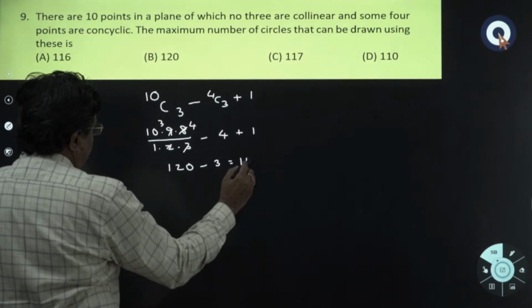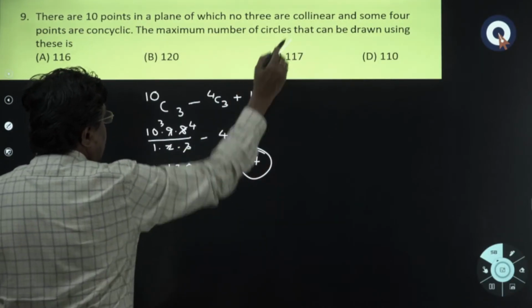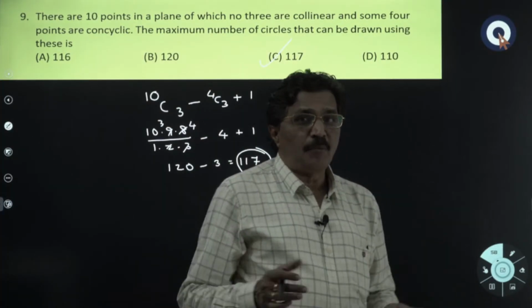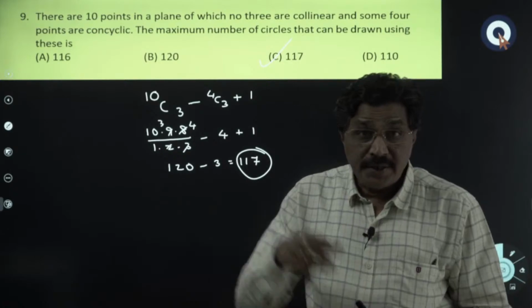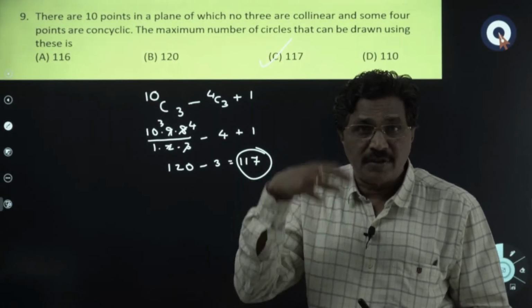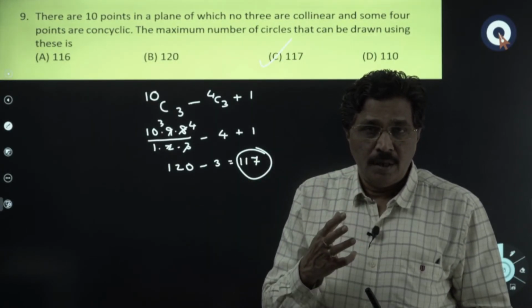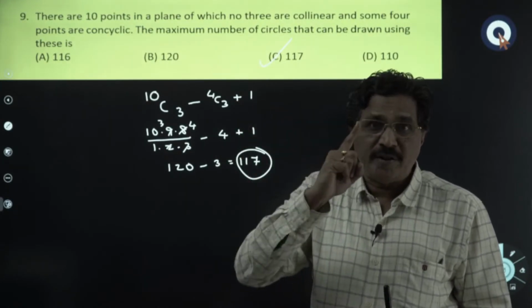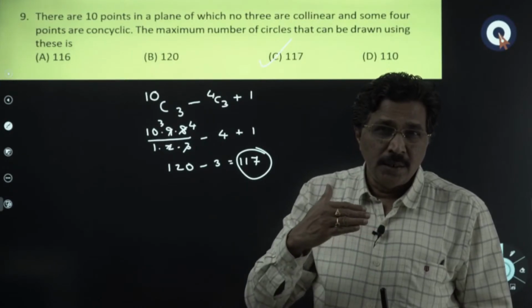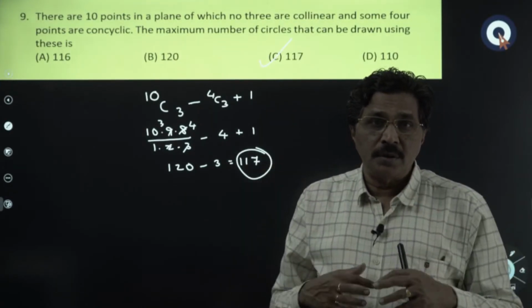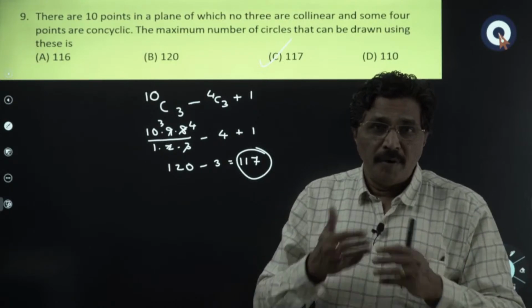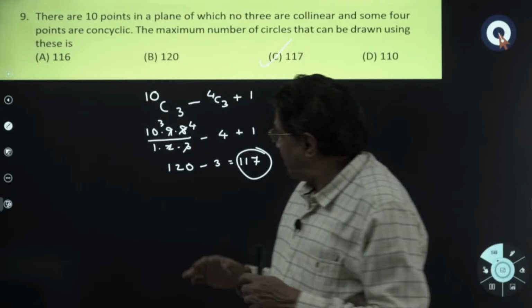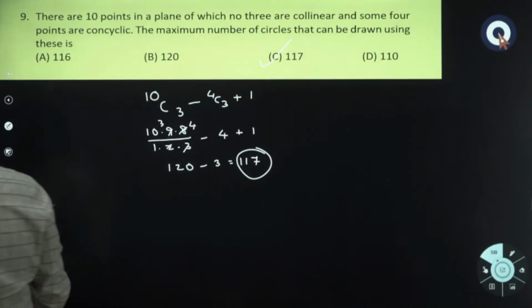Which is 117. So your answer is, I repeat once again, there are 10 points and simply select any 3 points. So that can be done in 10C3 ways. 10C3 contains some selections of 4C3 selections. That means as if there are 4 circles, but they are not 4 circles, that is only one circle. So 10C3 includes 4C3 which you have to remove, but when we remove that, the one circle also is removed, so just add 1. So that becomes 117. All right.